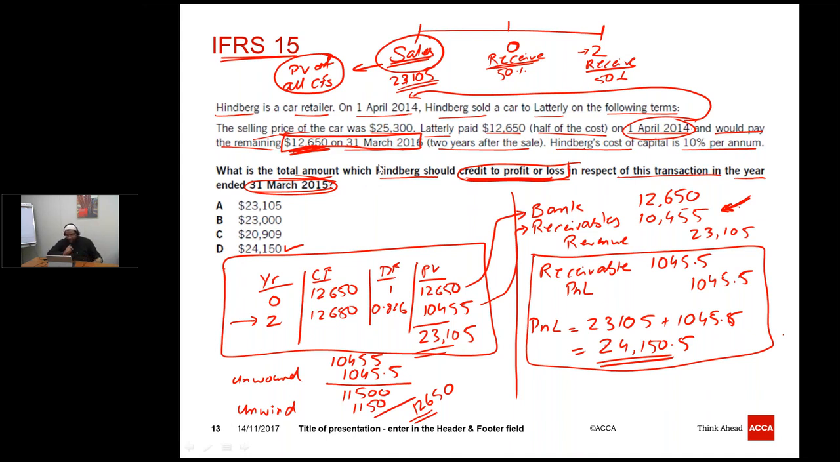Cooley is saying that the discount factor should be 0.909 for year 1. Yes, Cooley, you are right, but I have not written year 1 anywhere. I've written year 0 and year 2. So the discount factor of year 2 is 0.826 and for year 0 is 1. For us, it's not 2091, it's 11,500 because it's 10455 plus 1045.5. So the values are different.